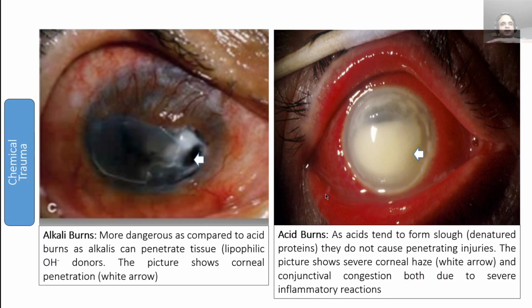Acids, on the other hand, tend to form a slough because they are basically proton donors. So they produce slough and water, and that slough prevents acid from penetrating into the eye. An alkali burn shown on the left produces corneal perforation, whereas acid burns just produce a lot of inflammation. You can see a red eye together with a lot of inflammatory material in the cornea as well as at the limbus, but it hasn't gone inside the eye.